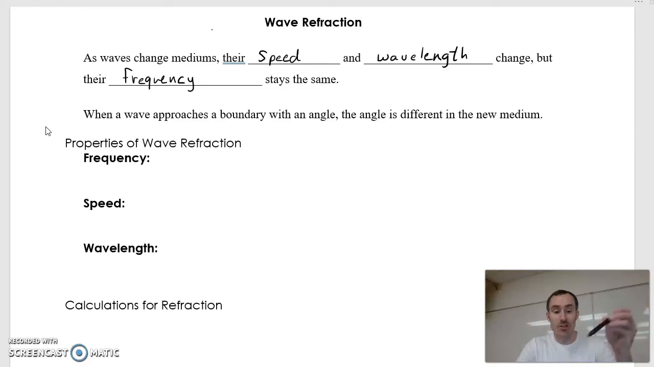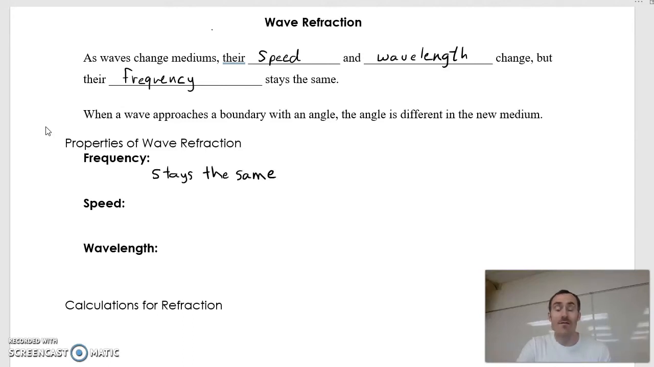And so when you put a straw into a glass of water at an angle like this, the reason that it bends is because of refraction. So that angle of the light that you're seeing is changing as well. So frequency stays the same.